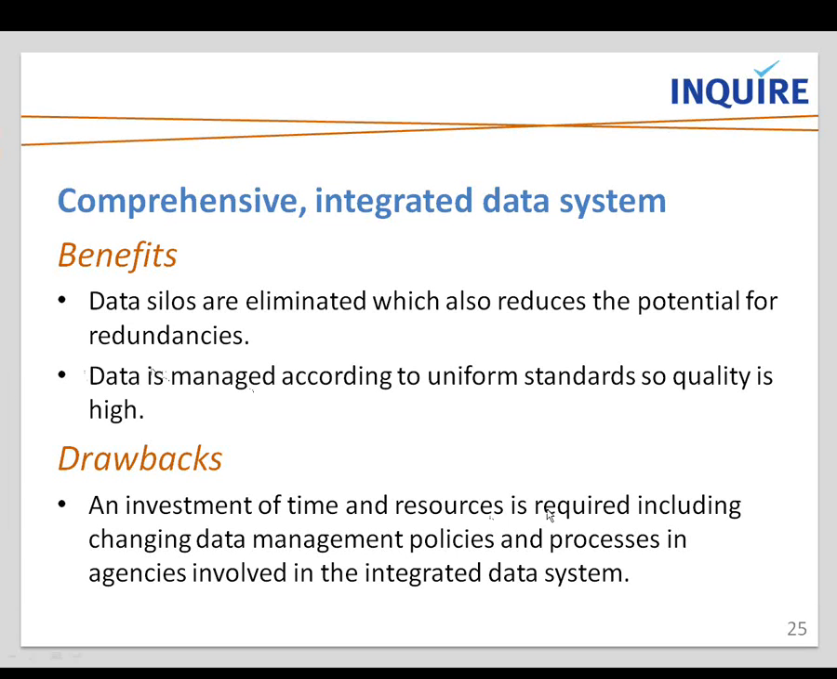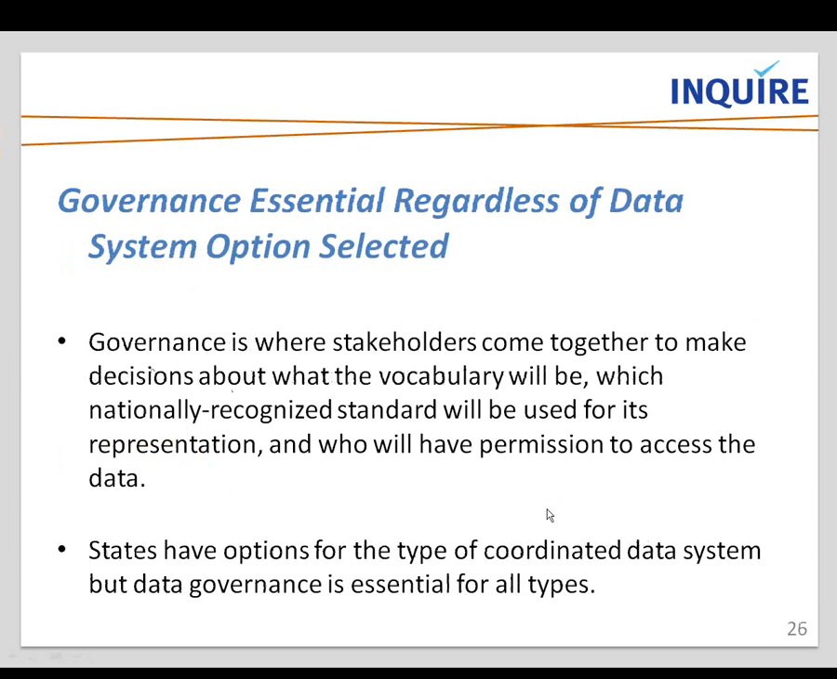So now we're going to talk about governance, which is essential no matter which of these four options is right for a state. Governance is where stakeholders come together to make decisions about what the vocabulary will be, which nationally recognized standard will be used for its representation, and who will have permission to access the data. No matter which option is right, governance is essential for producing accurate ratings. The accuracy and reliability of our QRIS ratings is closely tied to the efficacy of our governance policies and practices.